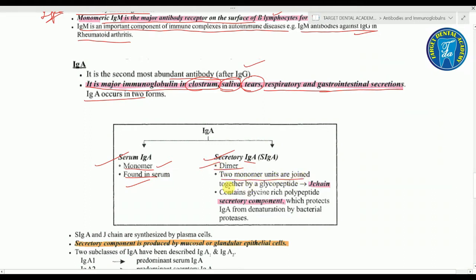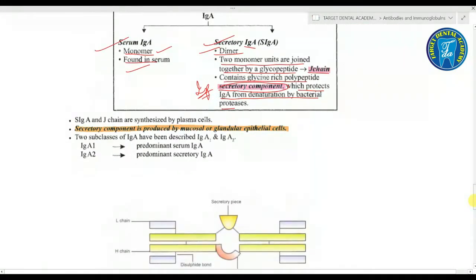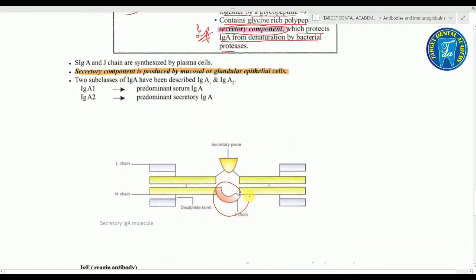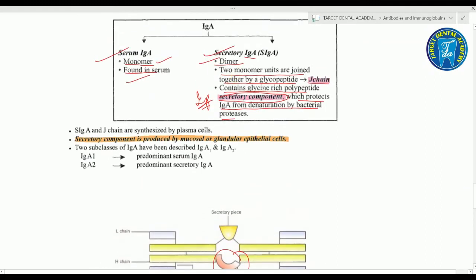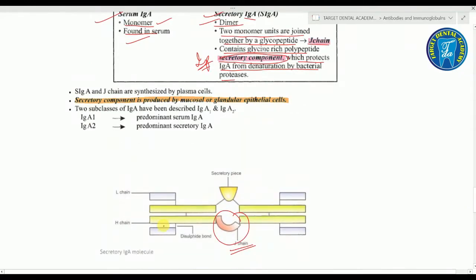Two monomer units are joined together by a glycopeptide J chain and contain a glycine-rich polypeptide as a secretory component, which protects the IgA from denaturation by bacterial proteases. This is the J chain. The two monomers are united together with the help of a glycopeptide, which is the J chain.